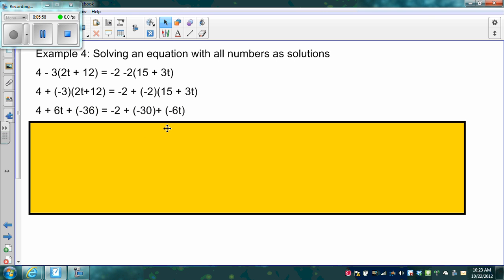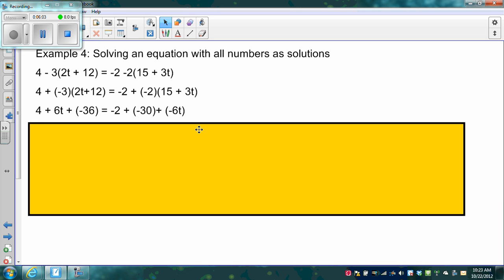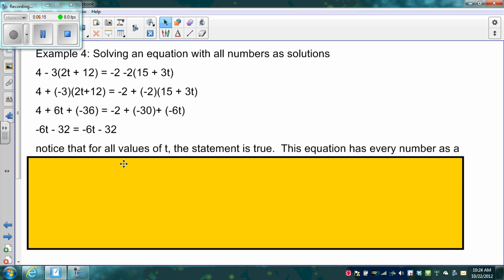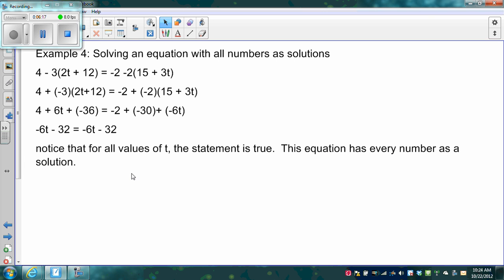We can use our distributive property and get it to here. And then we want to start combining the like terms. So we end up getting negative 6t minus 32 on the left and negative 6t minus 32 on the right. You don't even need to go any further, because at this point, it's the same on both sides of the equation. Same exact. This is the same thing as this.